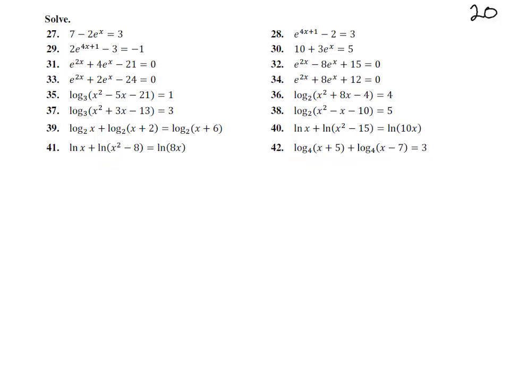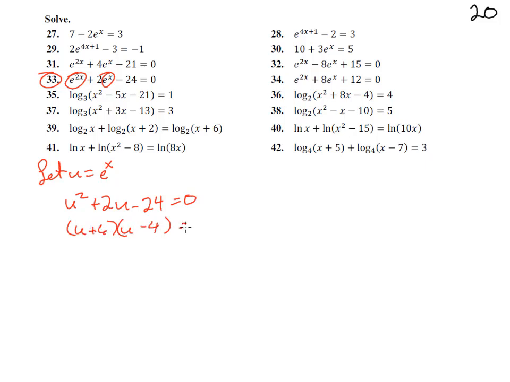Now let's try the next one, number 33. Looks like we have the same kind of situation. Let u equal e to the x. And we get u squared plus 2u minus 24 equals 0. So what does that give us? That'll factor with a u there and a u there. And we get plus 6 and a minus 4. Good. So we get u equals a negative 6 and u equals a positive 4.